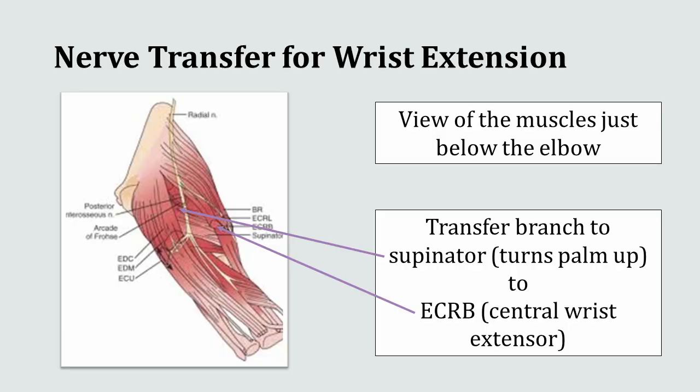So nerve transfer options, this is a view of the muscles below the elbow with obviously all the skin kind of made transparent. You can see here there are some purple arrows showing the branch to the supinator, which turns the palm up, and then to that ECRB, which is the centralmost wrist extensor. And fortunately, those are very close together, and so you don't have to dissect the nerve very far to get them to reach.